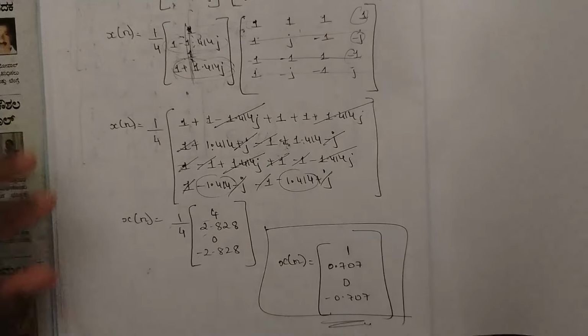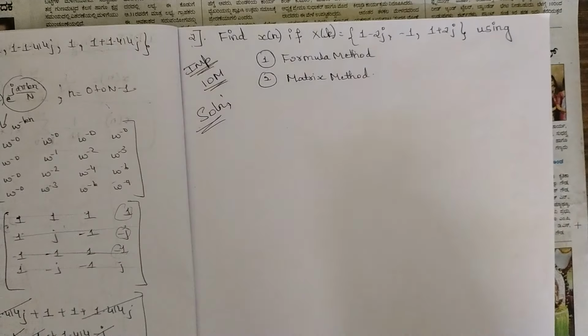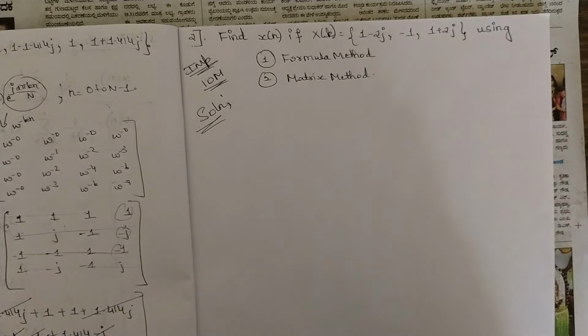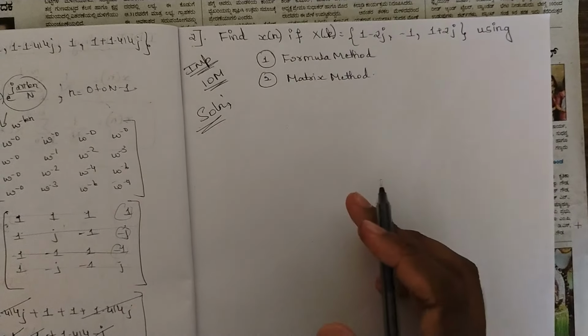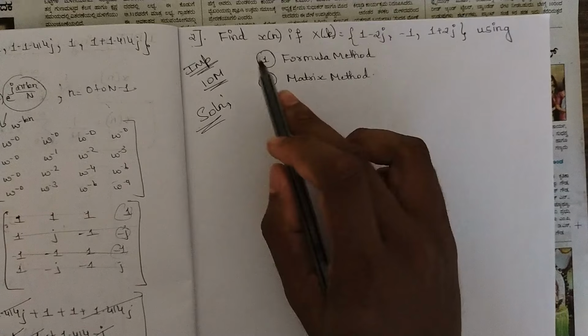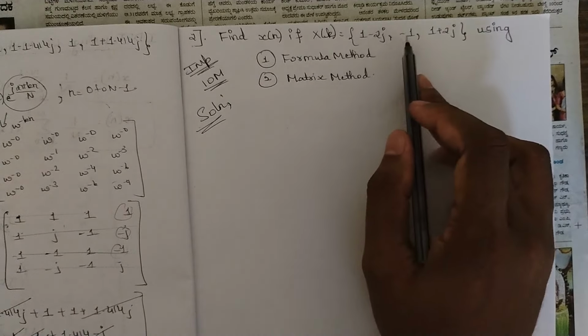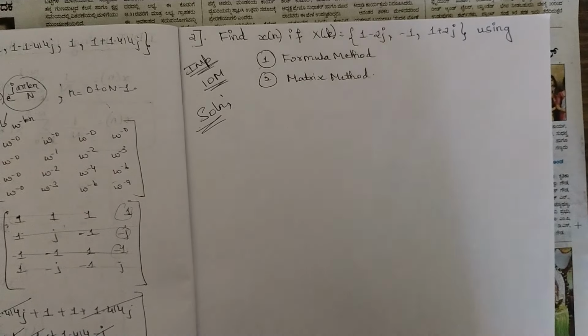Okay, so similarly let's solve one more important problem and wind up this session. So this is the next question here. This is one very important question which I have taken from one of the question papers. Very important. This would be coming for 10 marks. Here what they have given is, we should be finding x of n if x of k is 1 minus 2j, minus 1, 1 plus 2j, using both formula method as well as matrix method.